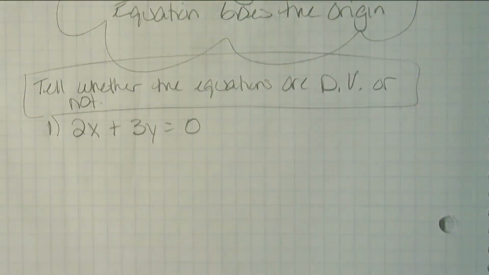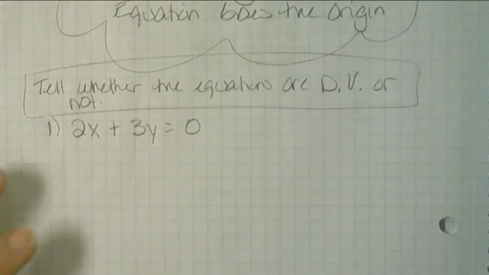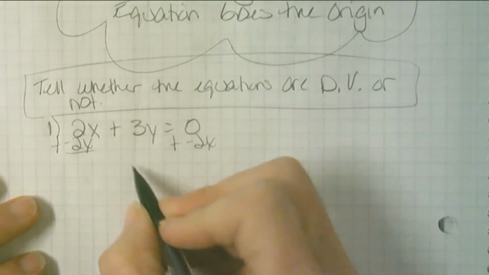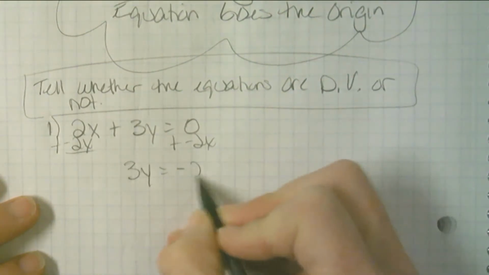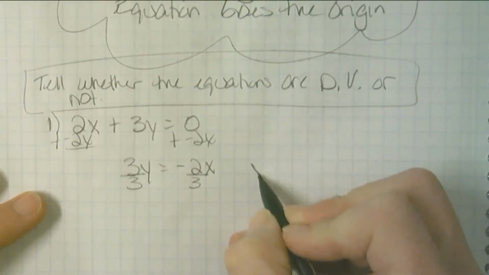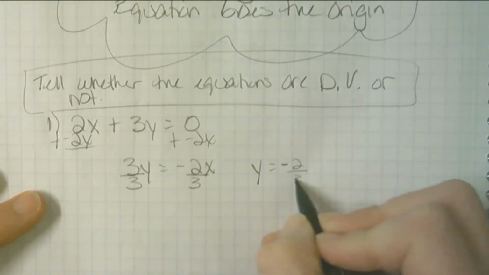Well, for me to determine if this is a direct variation equation, what should I do? I want you to think back, if I gave this to you and said, turn this into slope-intercept form, what would you do? Giselle? Get the y alone, right? So I'm going to go ahead and add a negative 2x to both sides. And then I'm going to divide everything by 3. So I get y equals negative 2/3 times x.